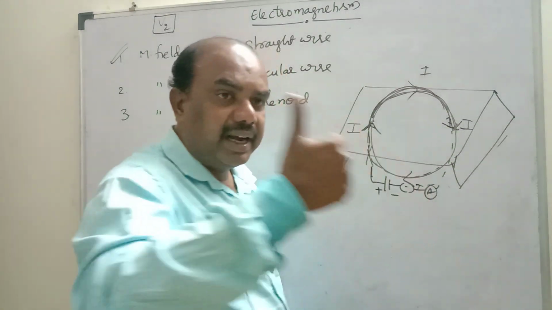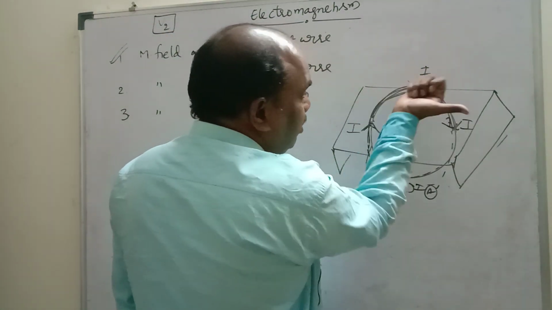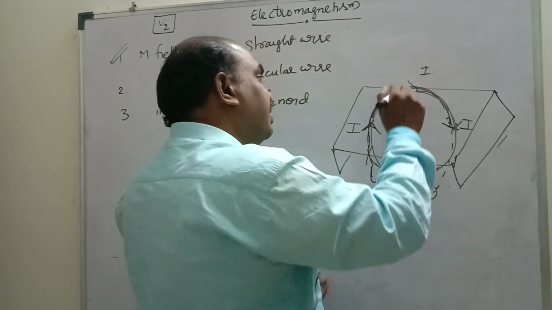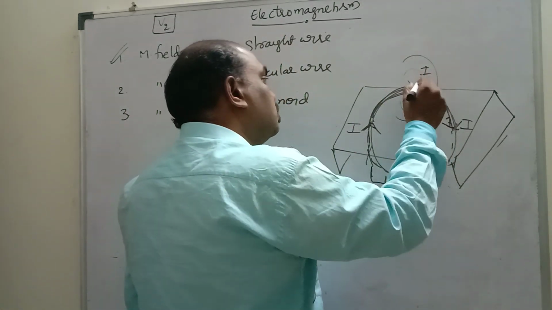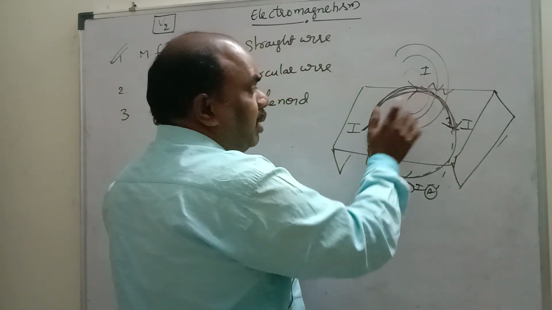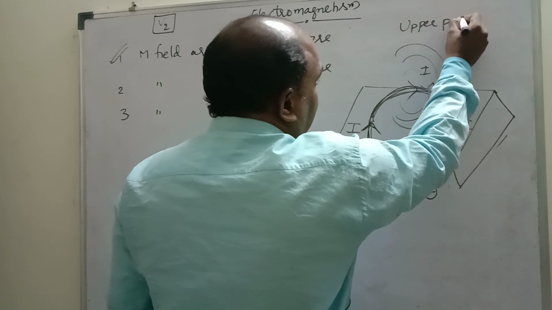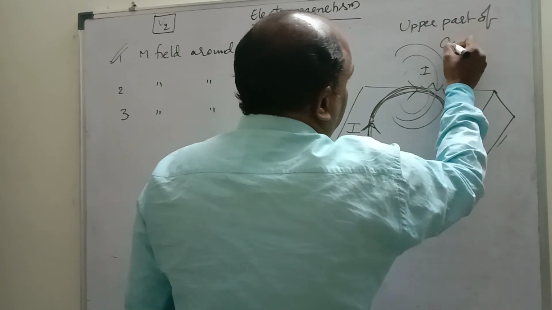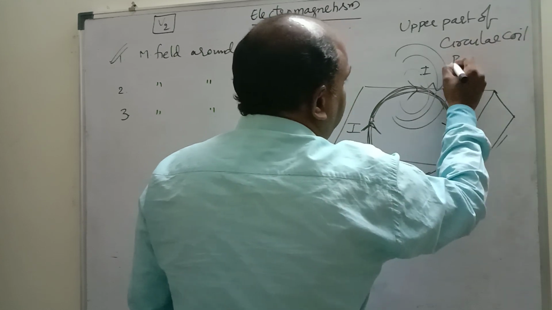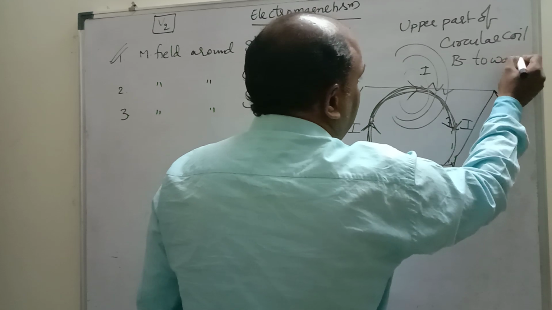Again the same principle, the right hand thumb rule. Here current is going in this direction, thumb direction, so curled fingers will be towards your face. That means here magnetic field will be towards your face. In the upper part of the circular coil, the magnetic field is towards your face.